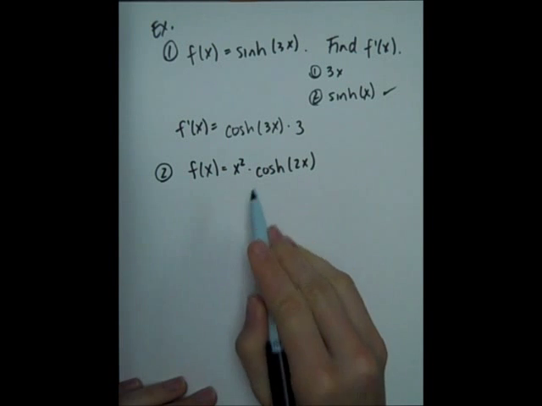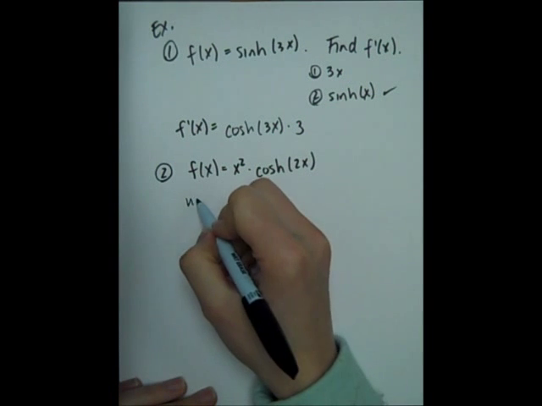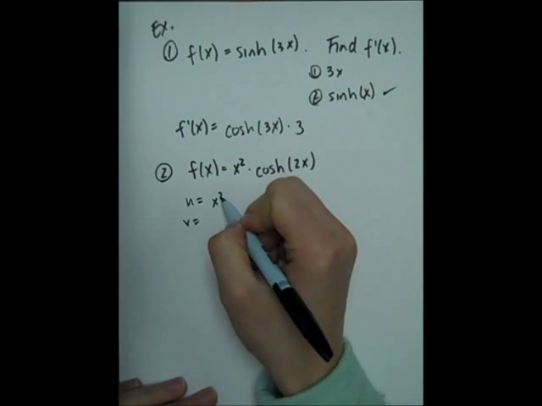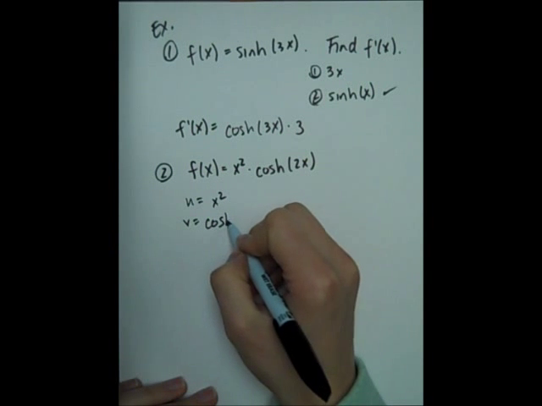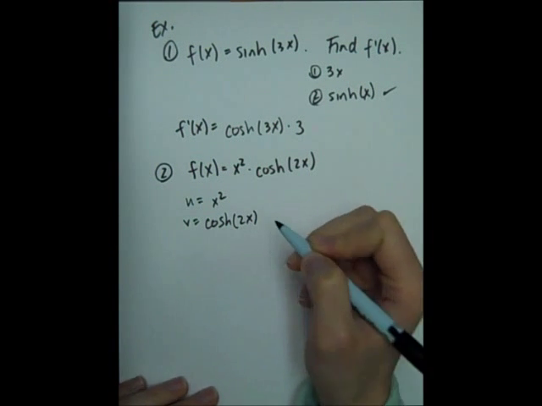Okay, this time let's let f of x be x squared times hyperbolic cosine of 2x. So this is x squared times hyperbolic cosine, so I'm going to have a product. U is x squared, v is hyperbolic cosine of 2x.